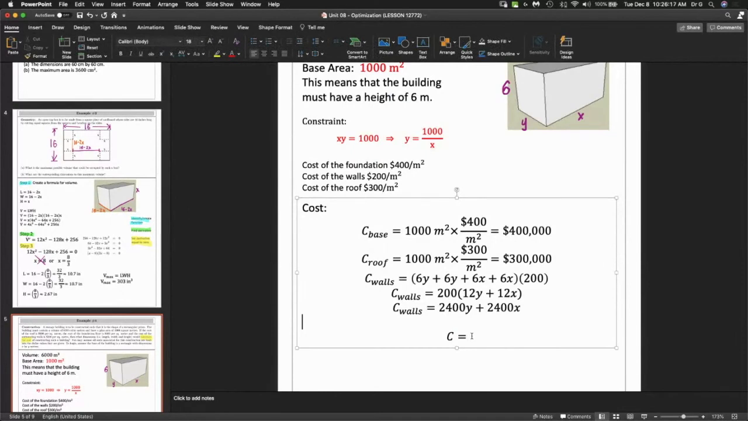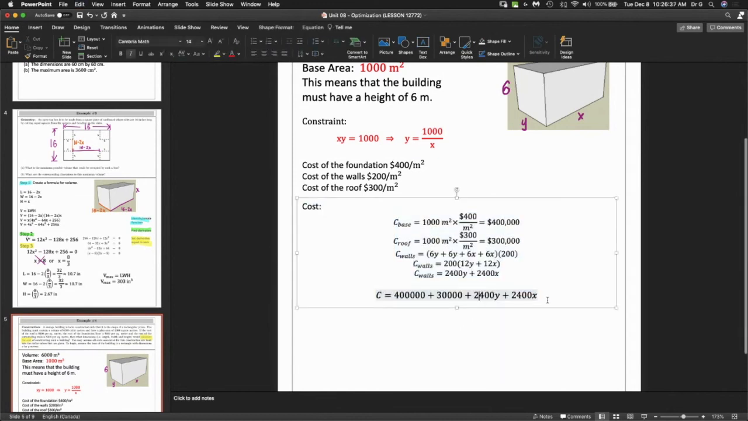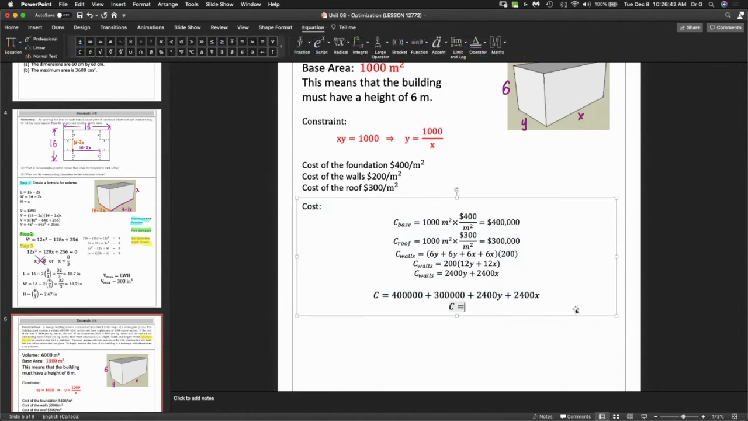But the thing here is that when you put this all together, the cost equals, if you add these all together, 400,000 plus 300,000 plus this stuff. It's not looking very promising here because you have too many variables. So Prabidi mentioned in the chat something that was interesting. That's 700,000 plus 2400y plus 2400x. Sorry, I was just checking something on my computer there. See this thing here? Too many variables.